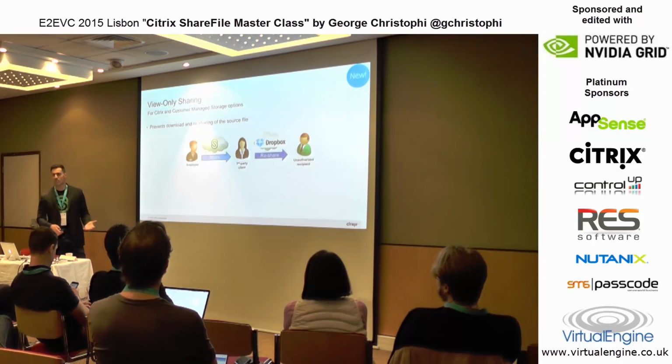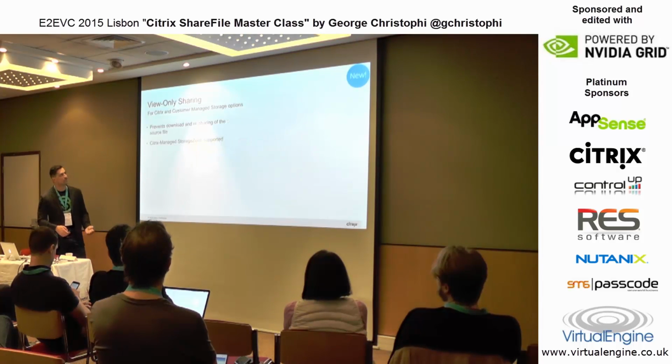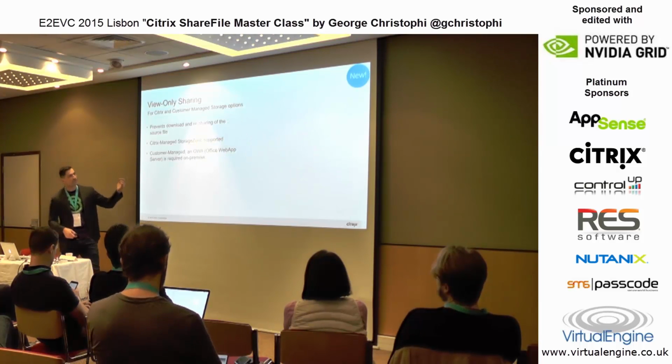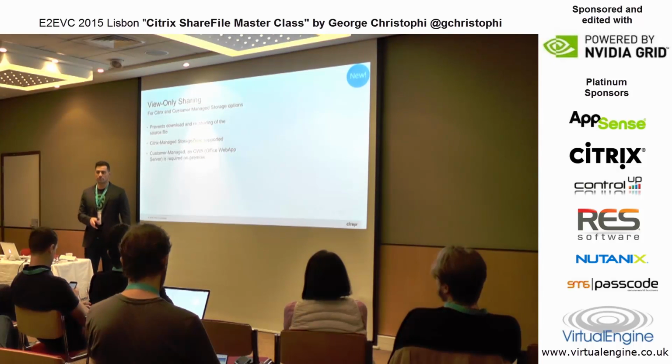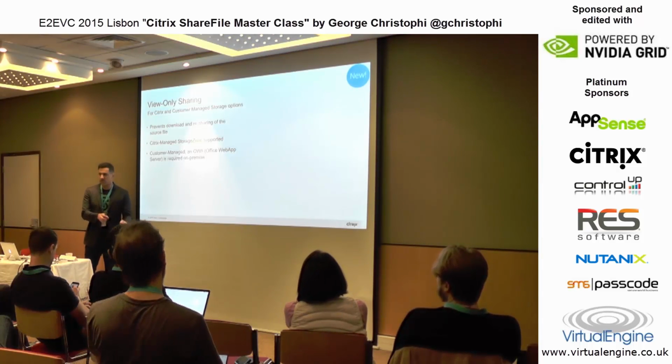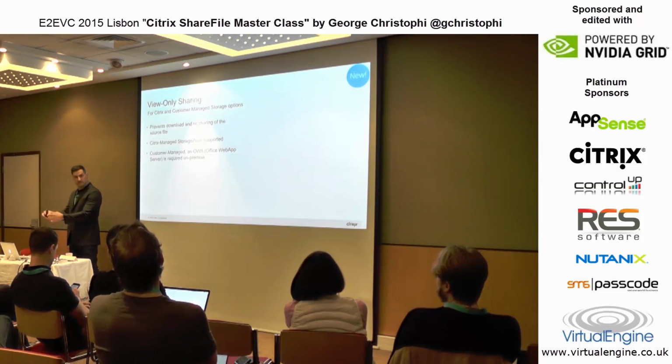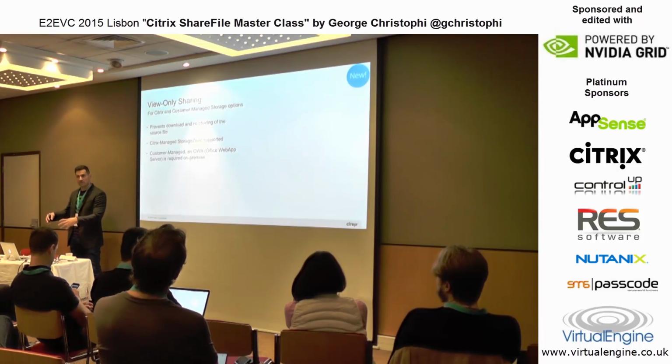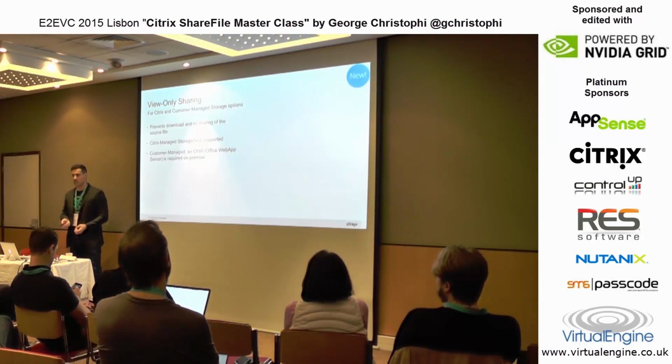So for view-only sharing to support on-premise, what you need to do is deploy an Office web app server on-premise and configure your storage zone controller to talk to the Office web app server. It takes the file out of there and renders it inside the customer's infrastructure and gives someone view only.